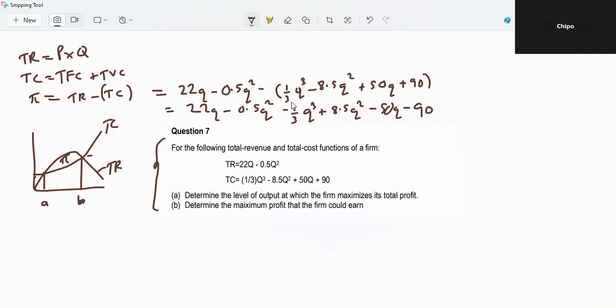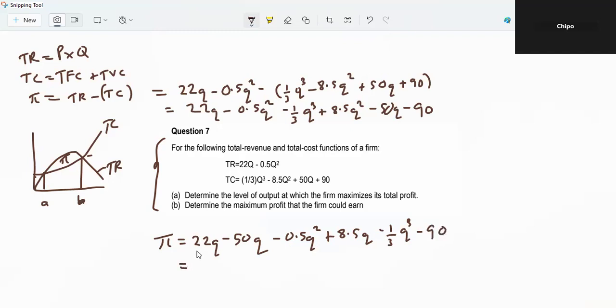So now we go to the like terms and unlike terms. So 22Q will be matched with what? Minus 50Q. Then minus 0.5 Q squared will be matched with what? Plus 8.5 Q squared. Then minus 1 over 3 Q cubed will be matched with what? It will be alone. Then minus 90. So you need to evaluate there.